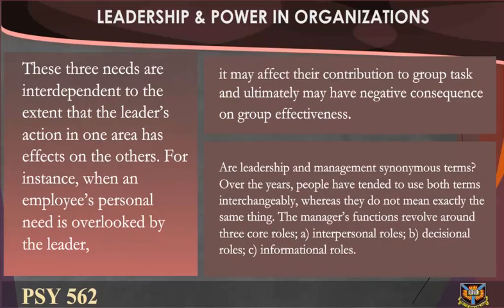These 3 needs are interdependent to the extent that the leader's action in one area has effect on the others. For instance, when an employee's personal need is overlooked by the leader, it may affect their contribution to group tasks and ultimately may have negative consequences on group effectiveness.